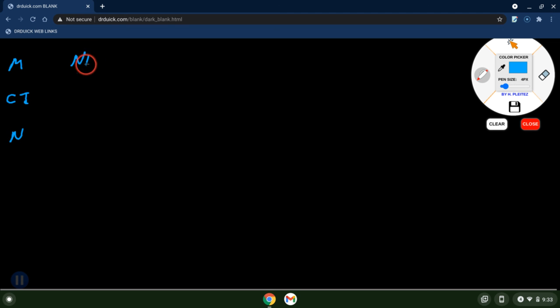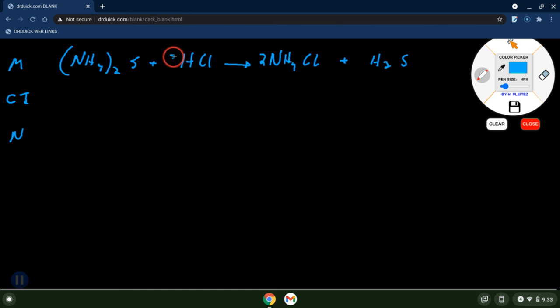So I'm going to say (NH4)2S plus HCl yields, in this case, NH4Cl plus H2S. I'm going to balance this and put a 2 in front of this one, and a 2 in front of this one. So this would be soluble, it's aqueous. This is aqueous. This would be aqueous. And this is a gas. So this is what's going to power the reaction. I'm going to break this apart.